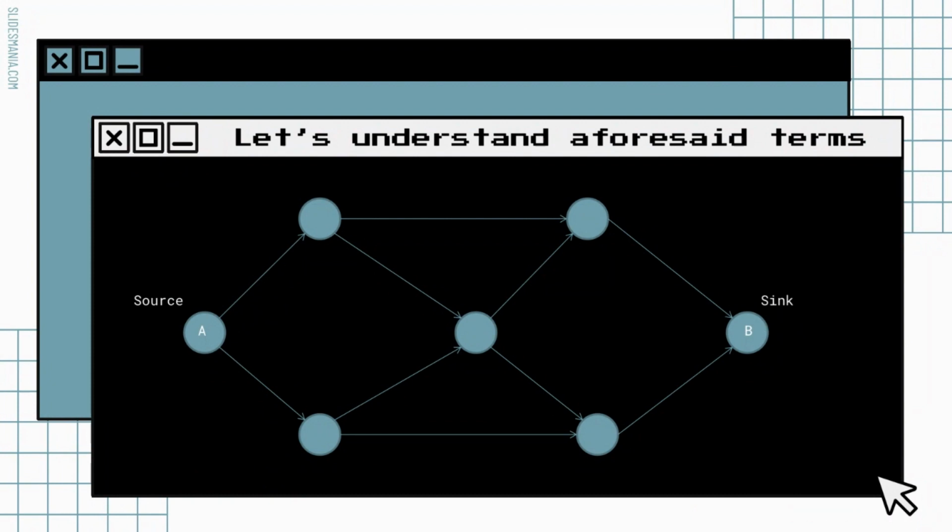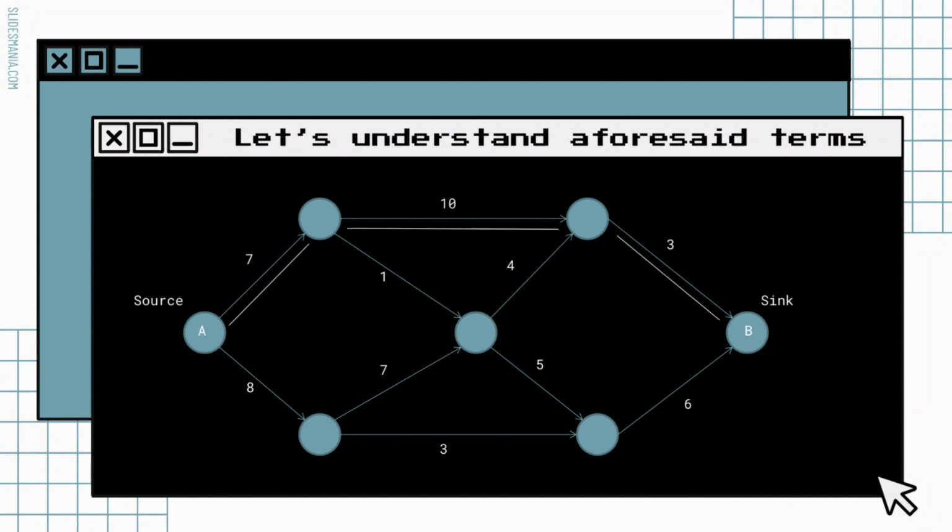A source vertex has all outward edges, but it has no inward edges, like you can see for the vertex A. But a sink has all inward edges but no outward edges, like you can see for the vertex B. There are also 5 more vertices. These are all capacities of every edge. The capacity is the weight attached with any edge.